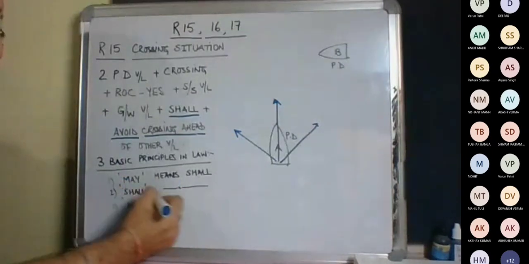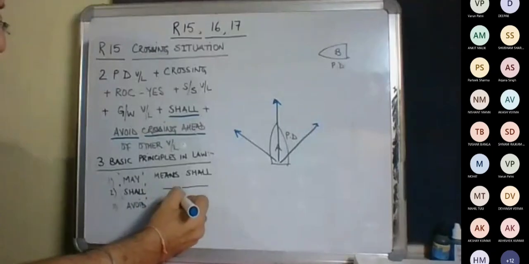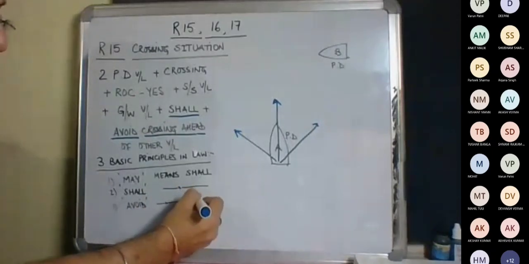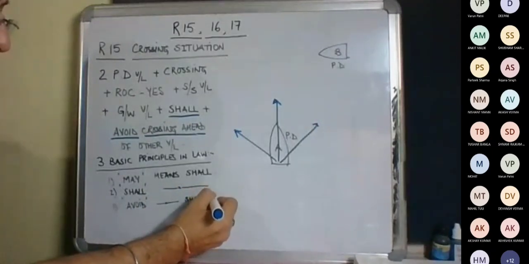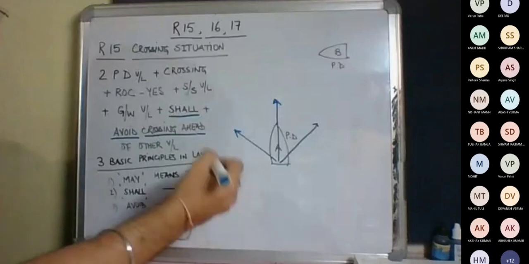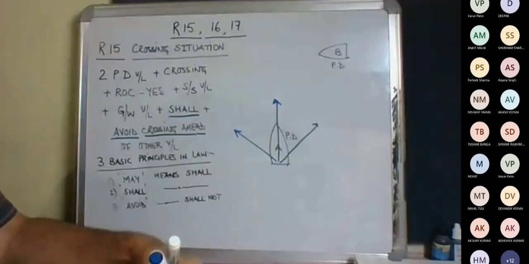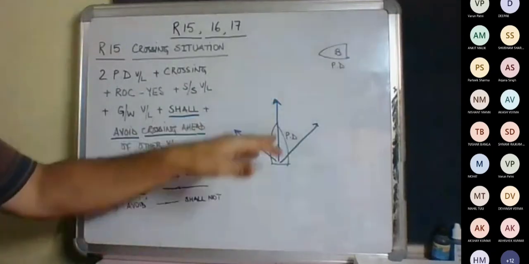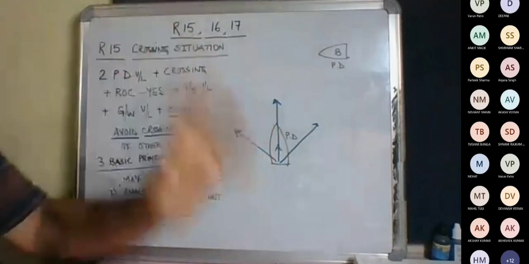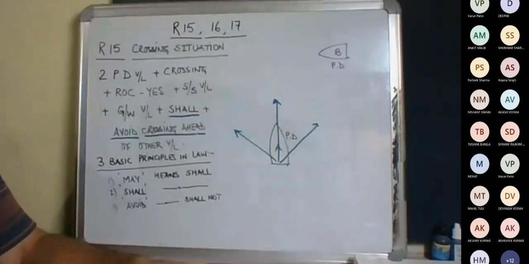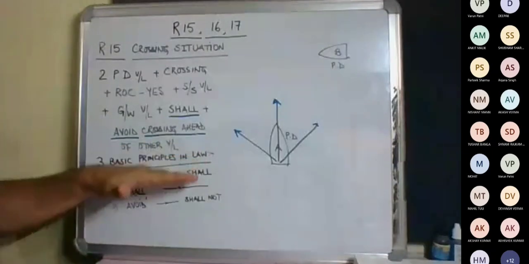Avoid means shall not. You'll avoid crossing ahead. You shall not cross ahead. ठीक है, ये मतलब क्लियर हो गया.